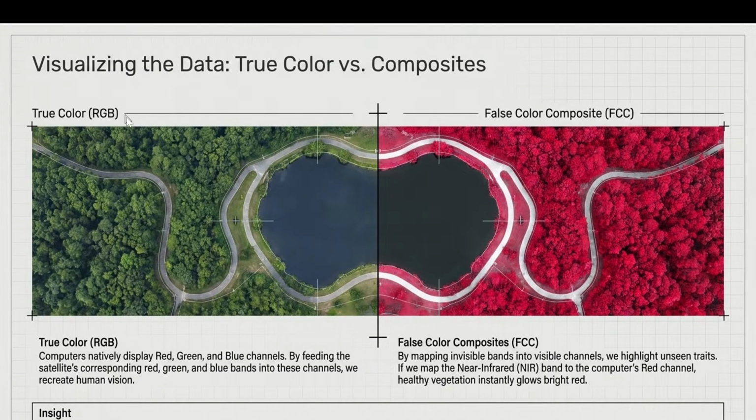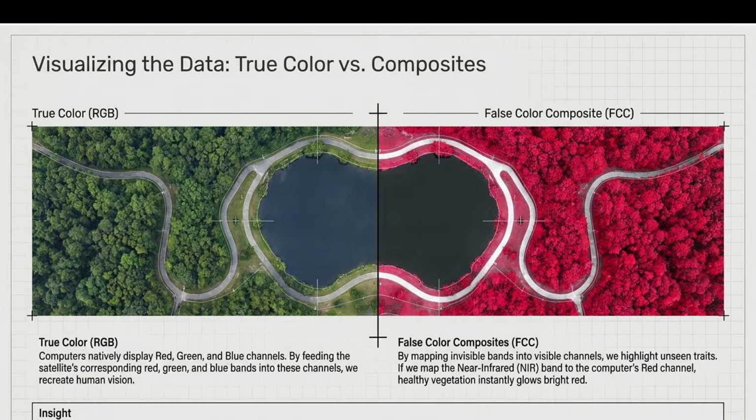Suppose RGB: red, green, and blue bands. It creates this type of natural image, what the human eye can see. So it's called the RGB band combination. Computers natively display red, green, and blue channels. By feeding the satellite's corresponding red, green, and blue bands into these channels, we create human vision. Human eyes normally see this type of feature.